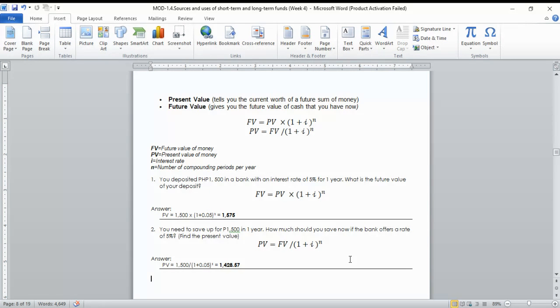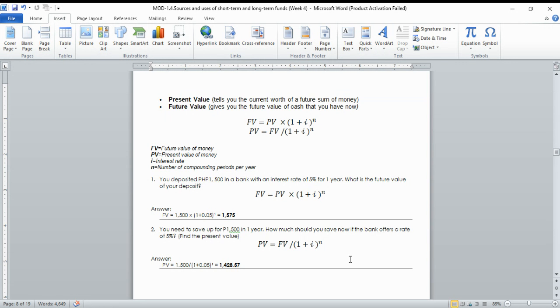Now let's find the present value. We have here an example. You need to save up 1,500 in 1 year. How much should you save now if the bank offers a rate of 5%? So you have to find the present value, because it tells you the current worth of a future sum of money. So how much should you save now? That's why it's asking for the worth of a future sum of money.